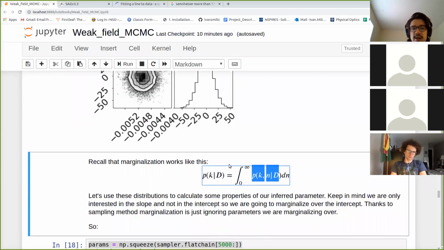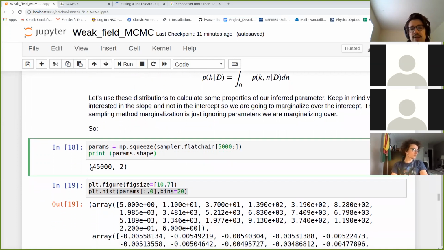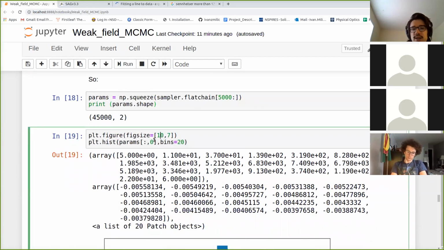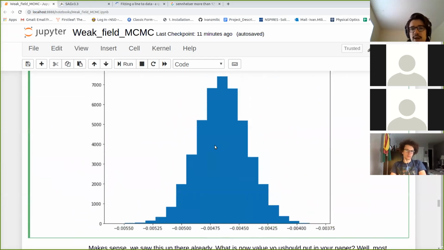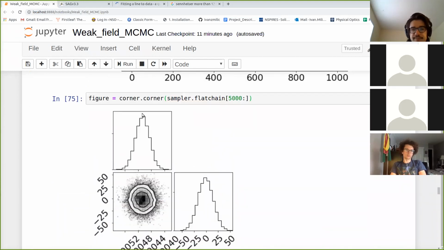Then what I'm going to do next is squeeze the number of parameters that I'm interested in. I'm not sure whether I need the squeeze here, but I do it just in case. I'm going to take all the members from the chain except the first 5,000. What I get is an array of 45,000 positions at 2 coordinates. If I plot the histogram over the first coordinate, which is the slope, I get the same histogram as up here.